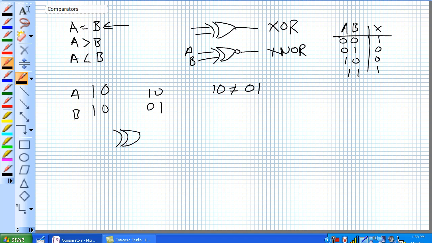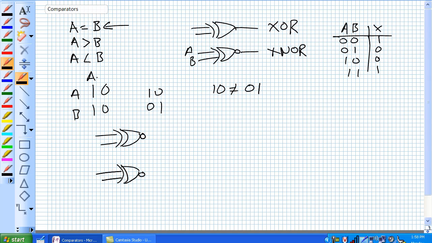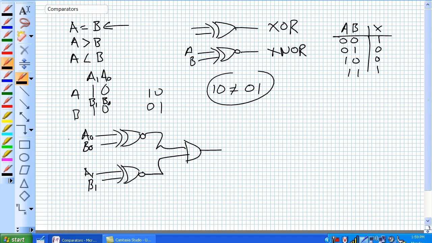Okay, how do you do this? What you do is use exclusive NORs. So this is A1, A0, B1, B0. A0 and B0 get fed into this exclusive NOR, and A1 and B1 get fed into this other exclusive NOR. Like I said, it has to be in the same position, so what you do is you AND the results together.